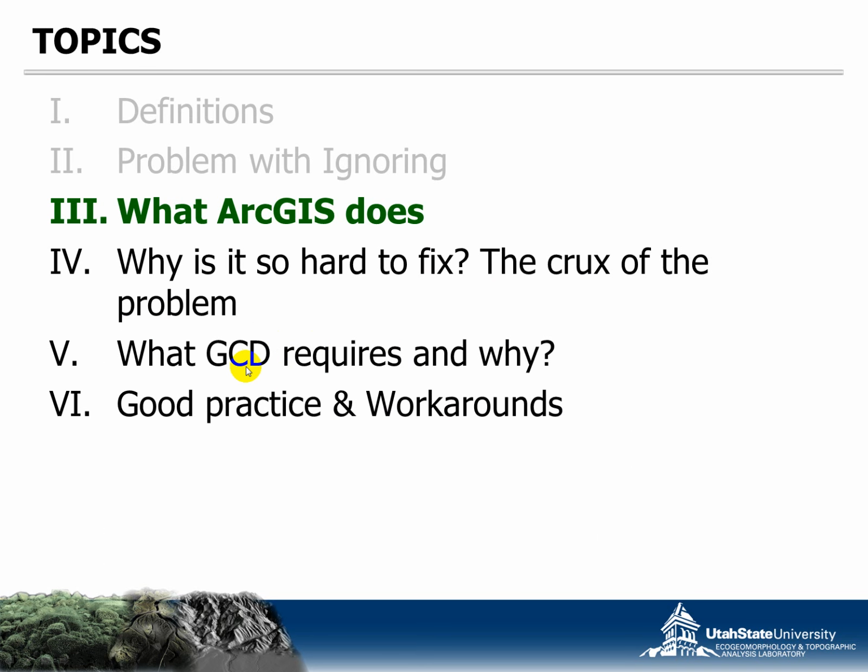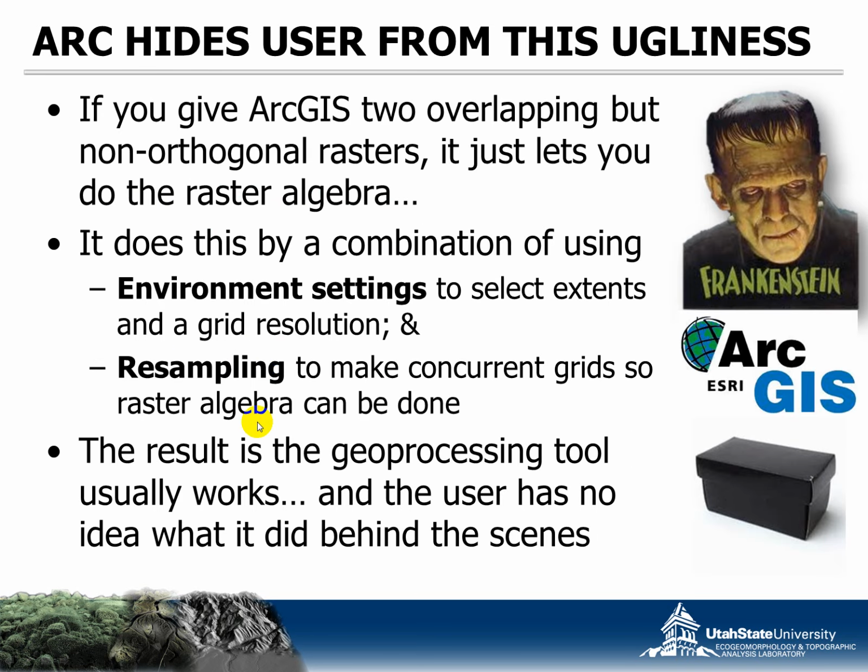So what does ArcGIS do, which is where most of you are going to be working? Arc hides the user from all this, and so if you give Arc two overlapping but non-orthogonal rasters, it just lets you do the raster algebra. It does this by combining the environment settings of whatever tools you're using to select the extents and a grid resolution, as well as often doing some sort of resampling to make concurrent grids so that the raster algebra can be done. And so the result is the geoprocessing tool usually works.